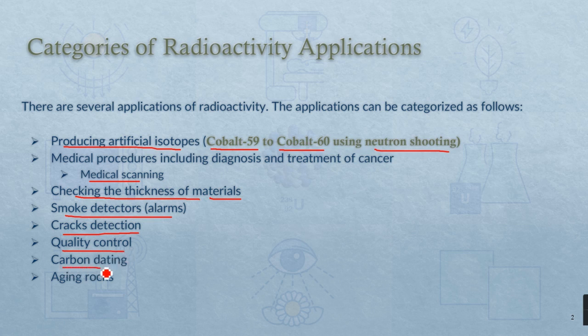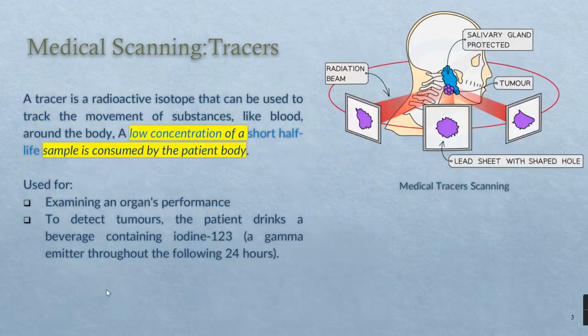And we talked about carbon dating in 5.5, which is basically knowing the age of different living organisms using the decay rate of carbon-14. And also we can know the age of different rocks using the decay of isotope material inside rocks. So let's talk about the first medical application, which is medical scanning.